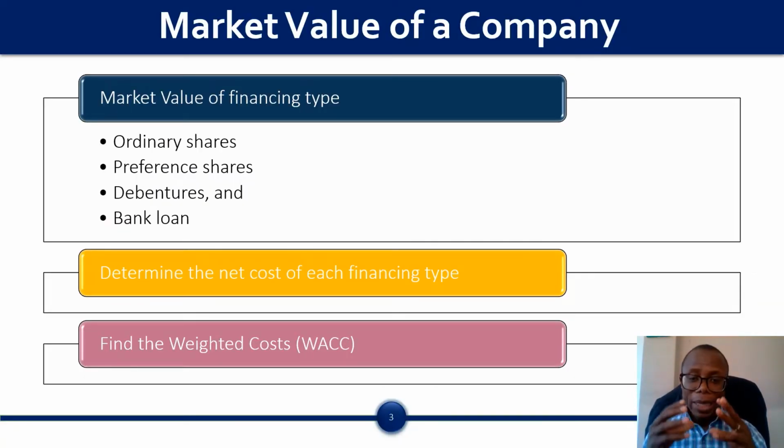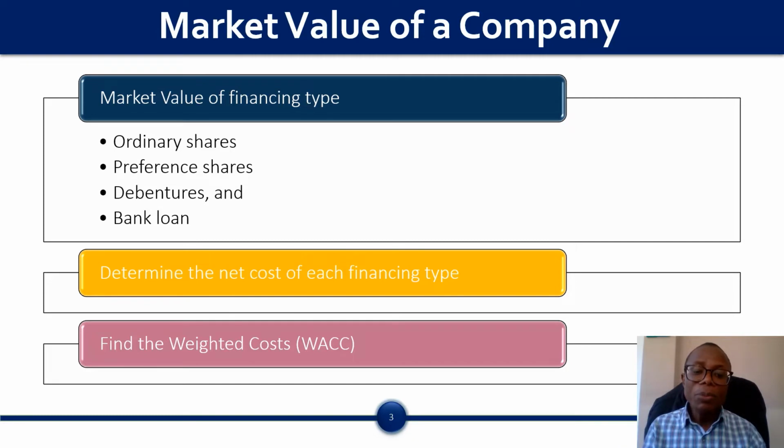A past exam question like the one from 2021 is intimidating because it's a long question. But actually, if you break it down step by step, you'll find that it is not really intimidating, because you will need to just follow 3 steps, not more than that. The first step will be to find the market value of each financing type: the market value of ordinary shares, preference shares, debentures, and bank loan. We've already done that in previous short videos, and I'm sure you got that correct.